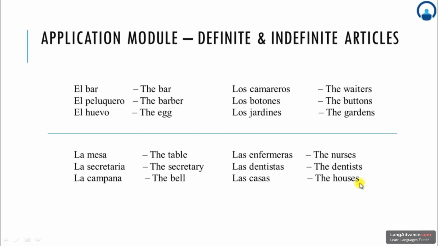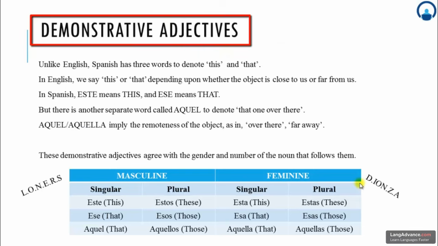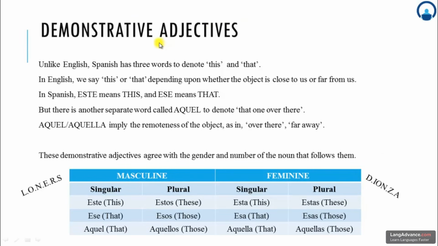So after learning about definite and indefinite articles, let's move on and learn something about the demonstrative adjectives. Demonstrative adjectives: unlike English, Spanish has three words to denote this and that. So in English we use this and that, but in Spanish we have got three of them. In English we say this or that depending upon whether the object is close to us or far from us. In Spanish, este means this and ese means that.